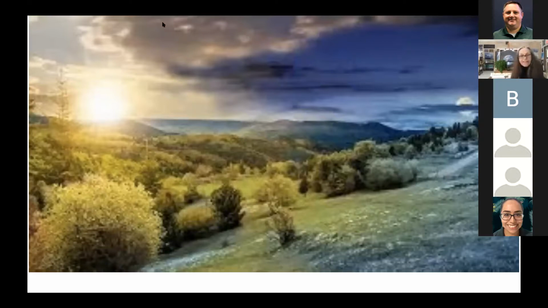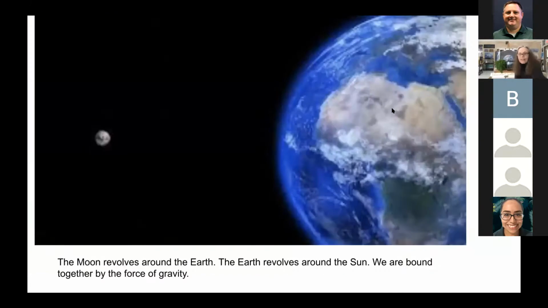So here we have the sun going down or coming up, and over here the moon, and here our wonderful planet Earth. Here we have the Earth with the moon, and you can see that part of it is illuminated. The sun is over on the other side of the Earth.